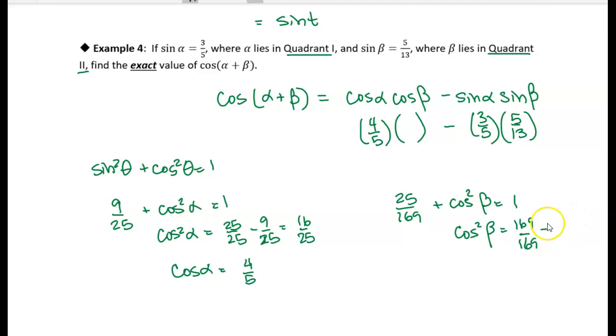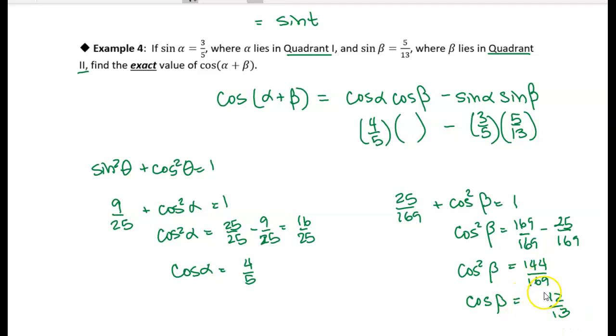I'm going to subtract 25/169 from both sides. So that gives me 144/169. That's my cosine squared of beta. And I take the square root of both sides to get the cosine of beta, and it's going to be 12/13.